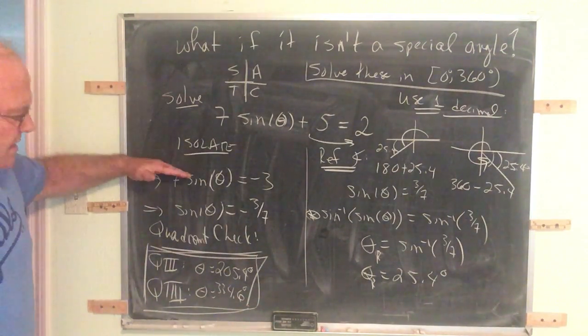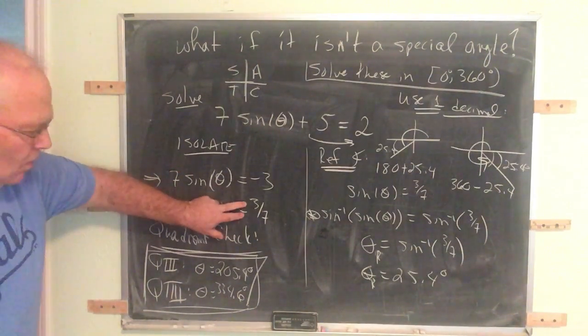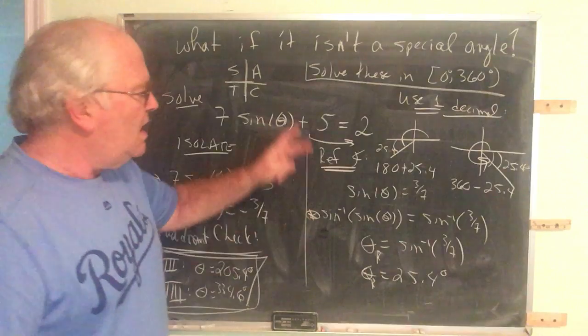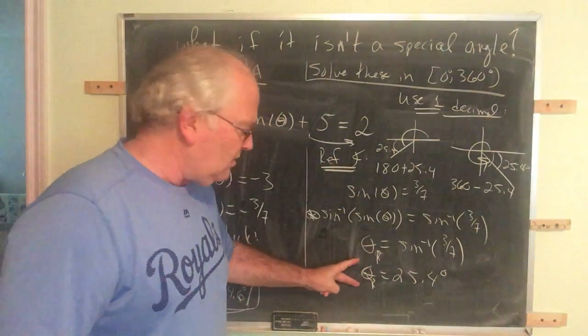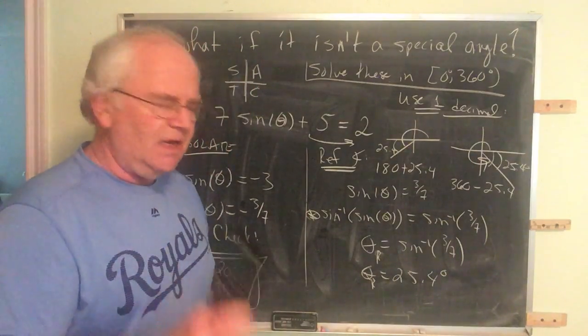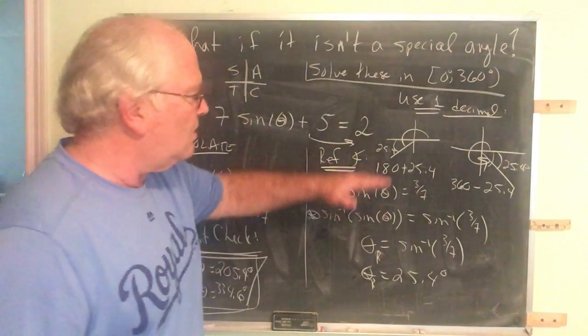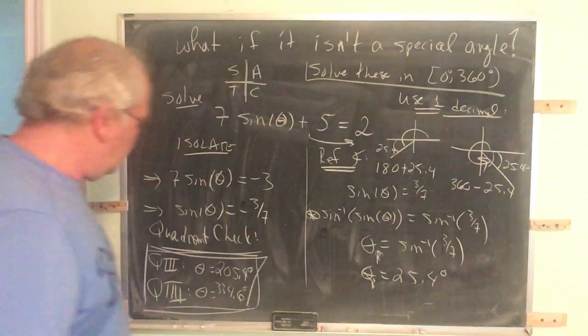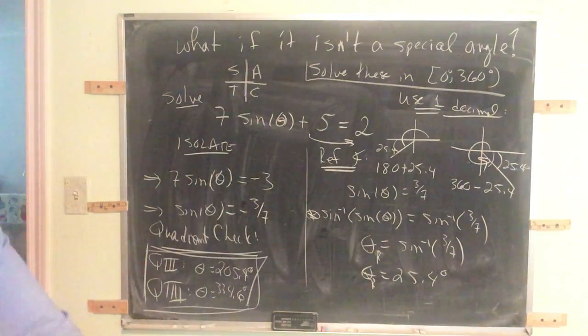So isolate just like before, quadrant check just like before, ignore the negative sign just like before, and find the reference angle, which comes from the calculator with the inverse sine, inverse cosine, or inverse tangent function. Once you find the reference angle, place it in the appropriate quadrants to find the two solutions. So what I'll do next is several examples of this so you get a feel for it.